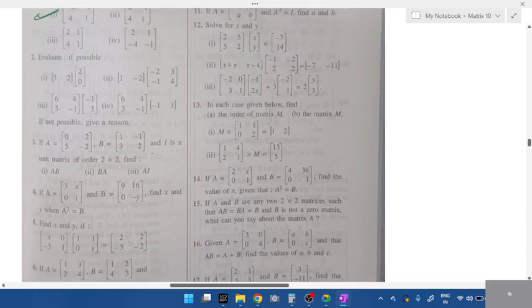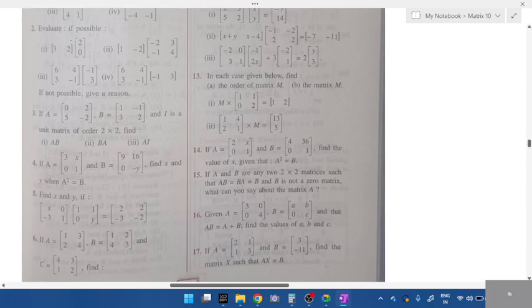Fine. In this one, if possible, same rule. See, if possible, if not possible, give a reason. What's the rule we use? If possible, or if not, C should be equal to R. Okay, so all of you just read and tell me, students.